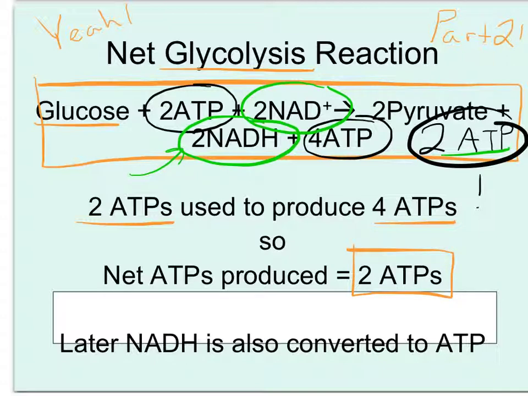Now that's just glycolysis. Remember, glycolysis does not happen in the mitochondria. This all happens out in the cytoplasm of the cell.